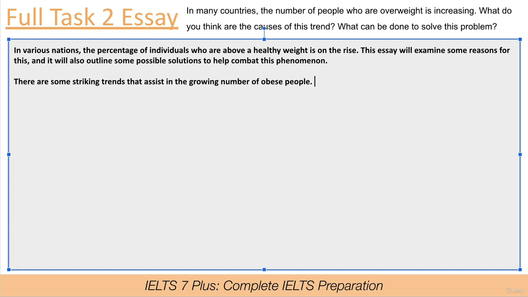Okay, that encompasses overweight as well. There are some striking trends that assist in the growing number of obese people. So let's talk about the diet.